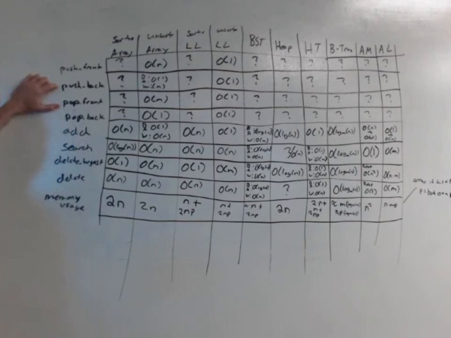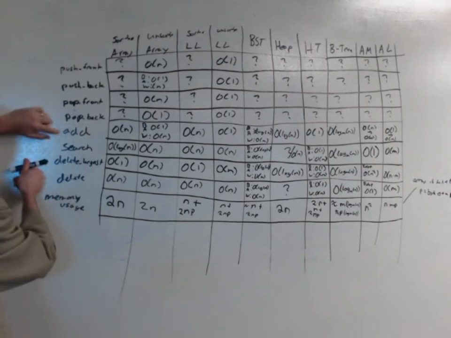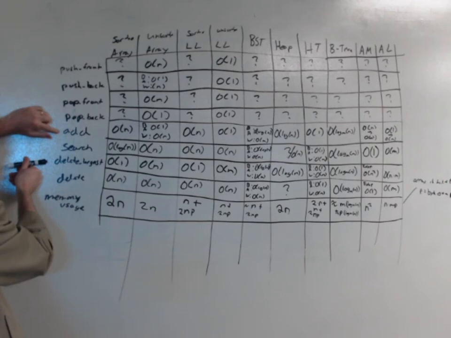What if we want to do a priority queue? That would be add and delete largest. Maybe a heap or a B tree. Yeah, a heap or a B tree is going to be your best bet.